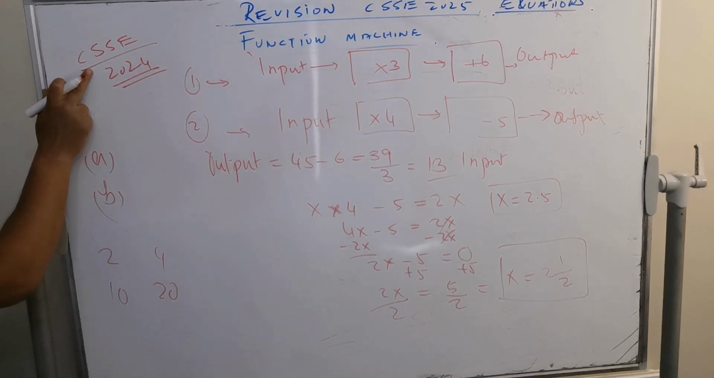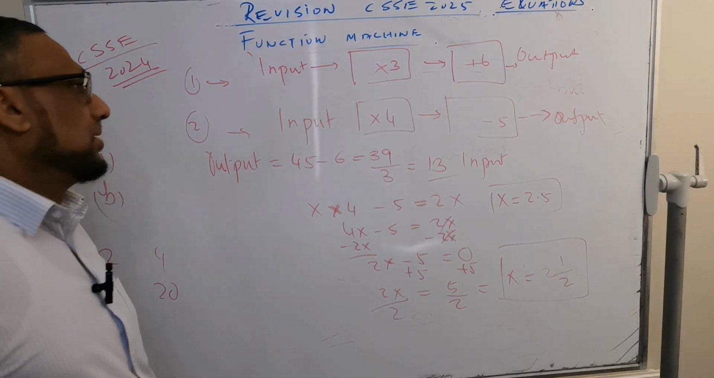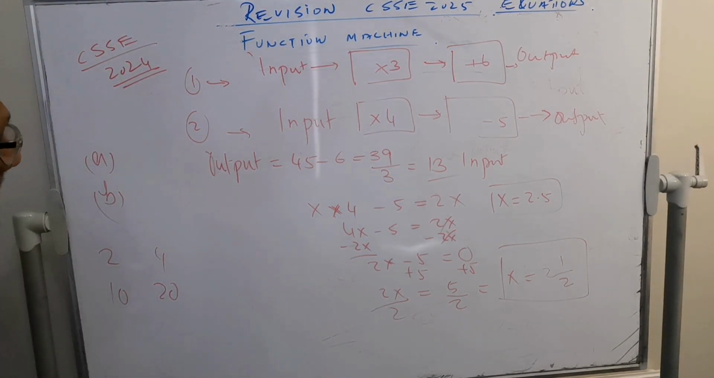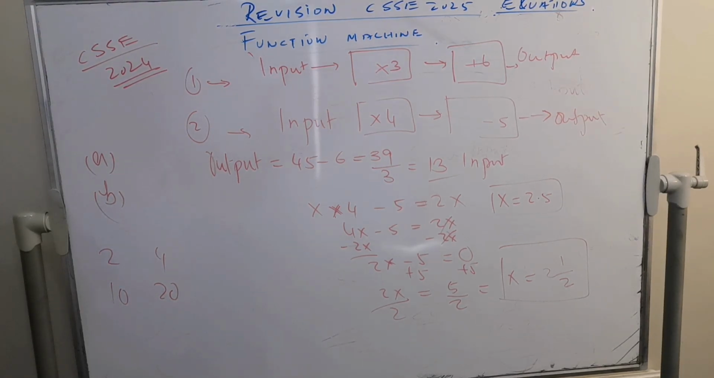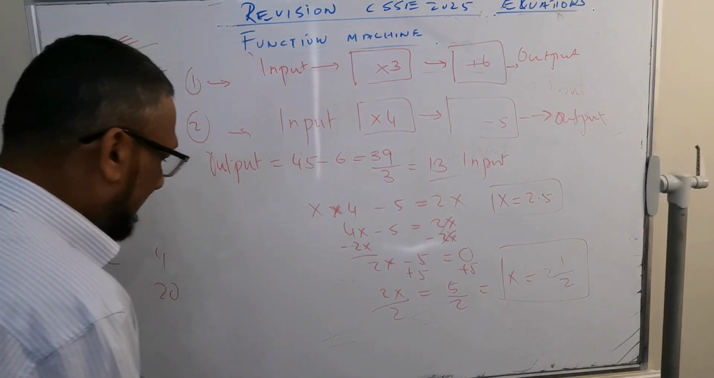Okay, this is the question CSSE 2024 part B. So if your output is double the input, find the value of the input here. Now move to part C.